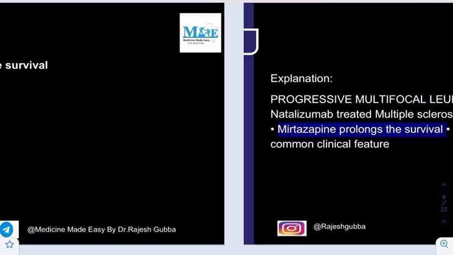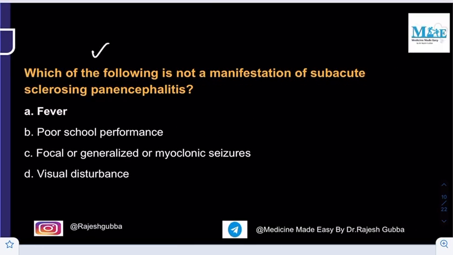Then the next question: which of the following is not a manifestation of subacute sclerosing panencephalitis? Options are fever, poor school performance, focal, generalized or myoclonic seizures, and visual disturbances. Remember, in subacute sclerosing panencephalitis, fever is not a feature, or it is a rare manifestation. The remaining all can be seen in patients with SSPE.